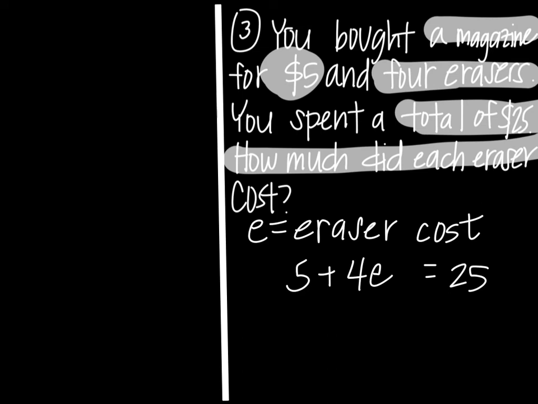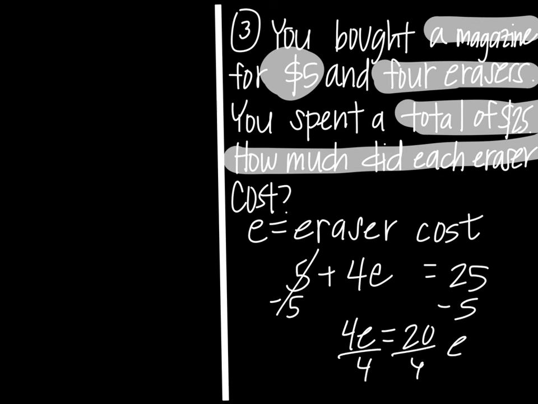Get rid of the constant. So the constant's there. Variable's here, so this is the side we'll work with. It's positive 5, so subtract 5 from both sides. 4e is equal to 20. Divide by 4, e is equal to 5.